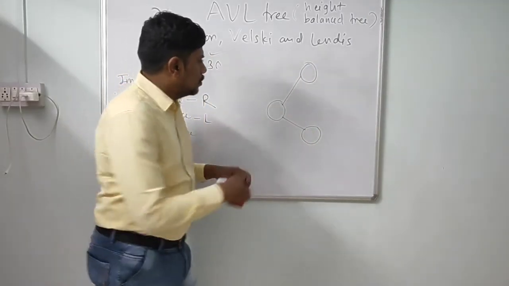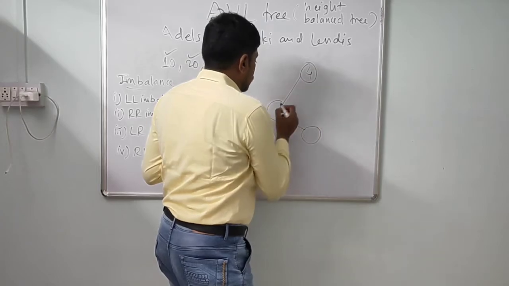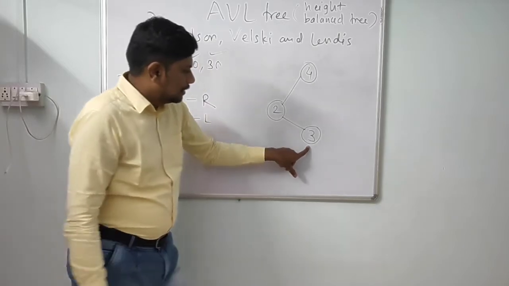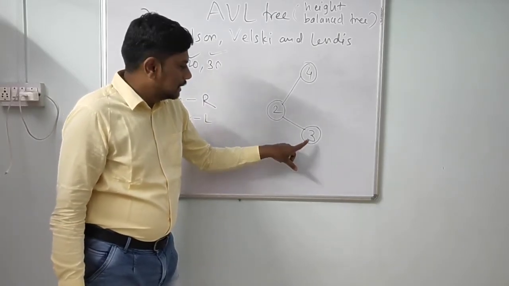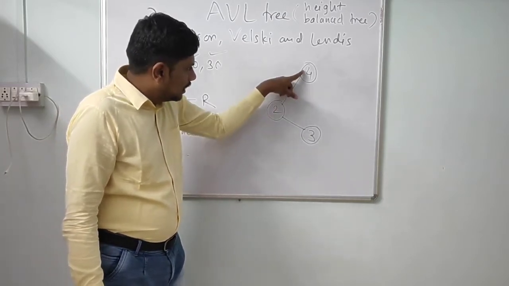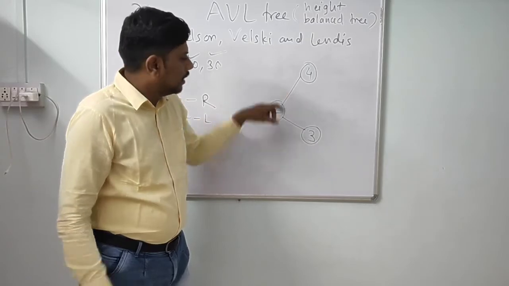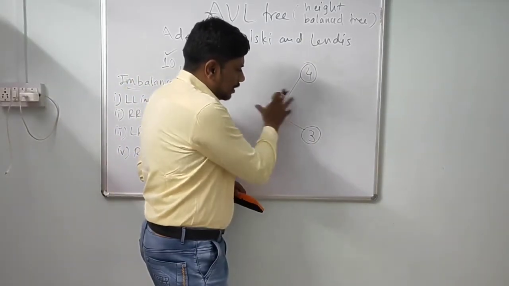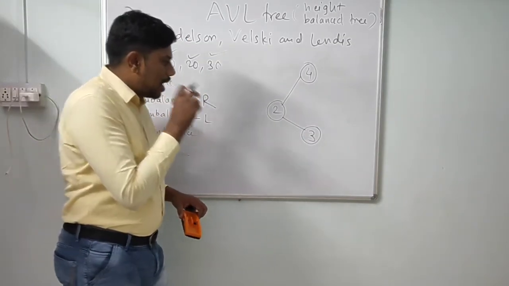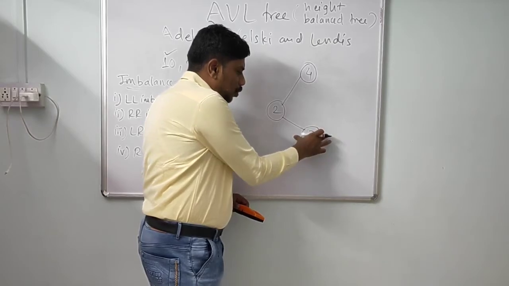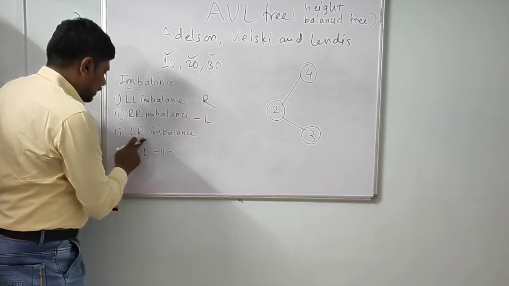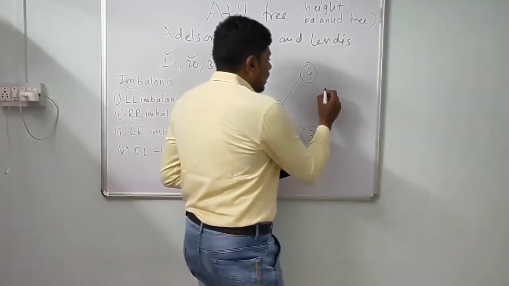Suppose this is 4, suppose this is 2 and this is 3. So I have inserted node 3 to the right of 2, which is nothing but the left subtree of 4. So I have inserted a new node to the right of the left subtree. Such imbalance is called LR imbalance.